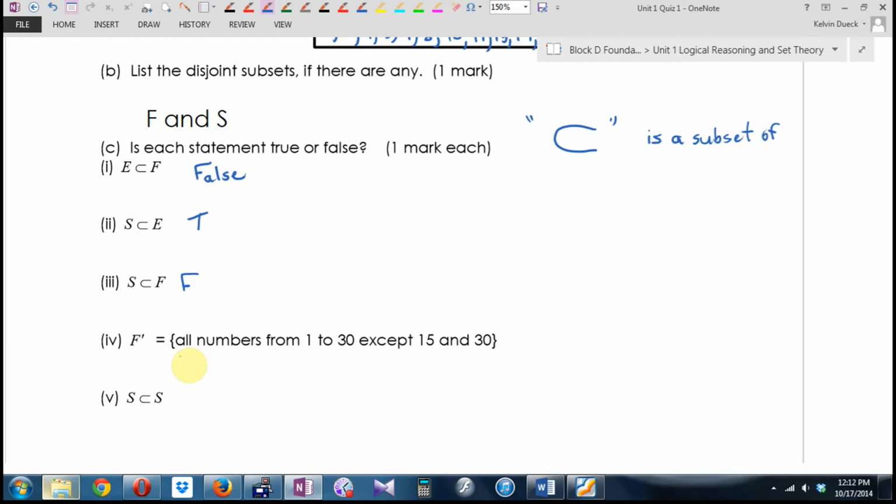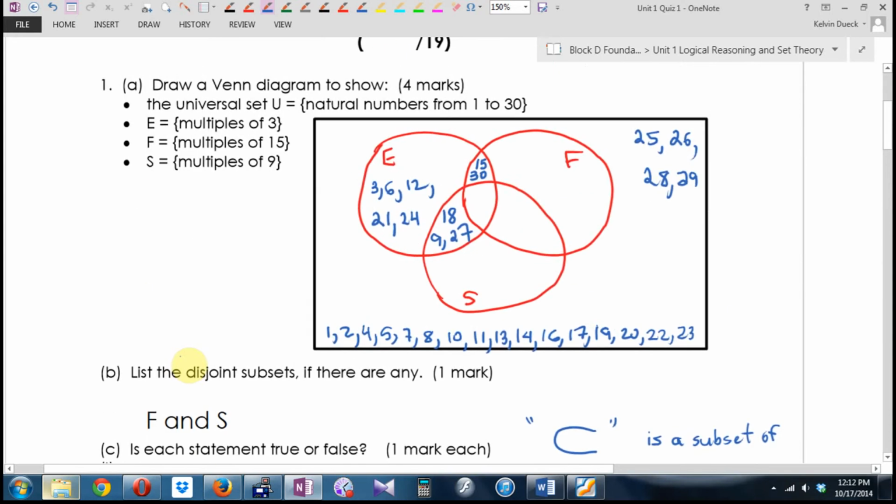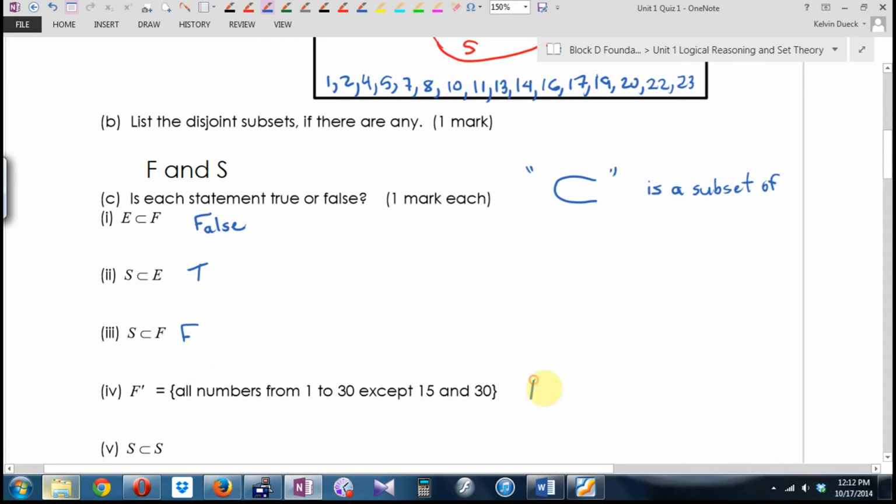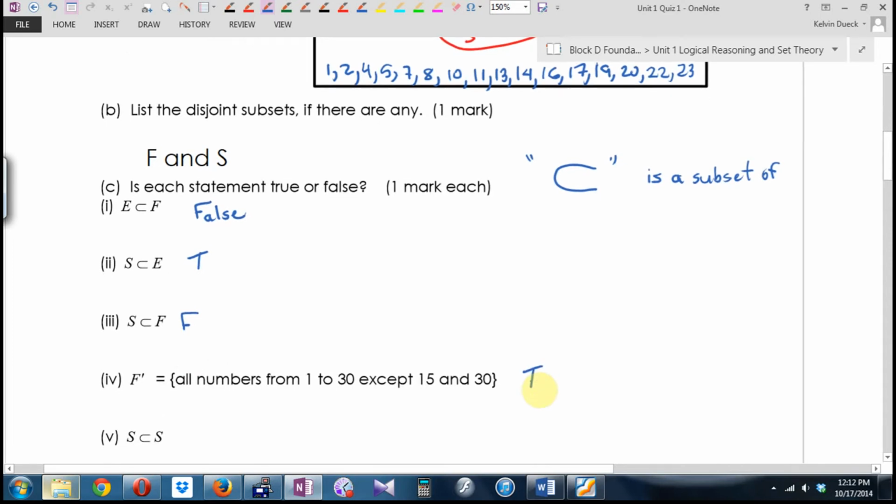So I said, true or false, F prime is all the numbers from 1 to 30 except 15 and 30. What's F? 15 and 30. What's F prime? Everything else? True.